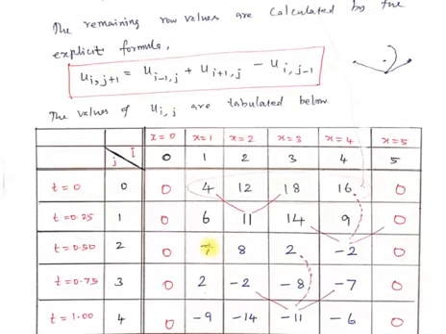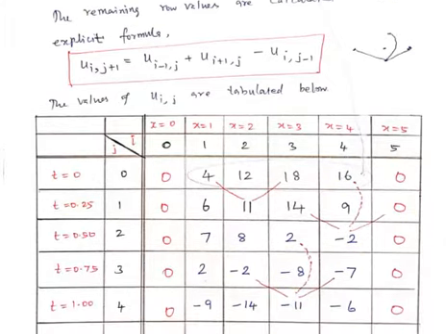Then third row: 0 plus 11 is 11. 11 minus this 4 is 7. So this value will be 7. This 8 is obtained by 6 plus 14. 6 plus 14 is 20. 20 minus 12 is 8. So this value is 8. This 2 is obtained by 11 plus 9, 20. 20 minus 18. So it is 2. This minus 2 is obtained by 14 plus 0 minus 16. So it is minus 2. And similarly, we obtain the other row values.